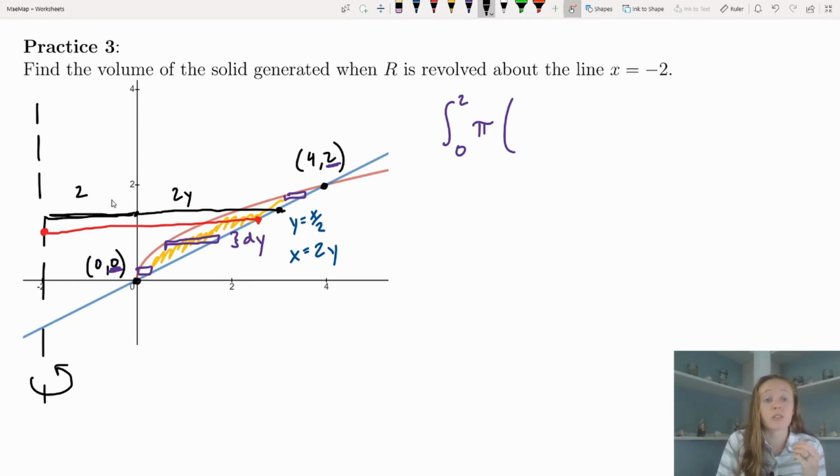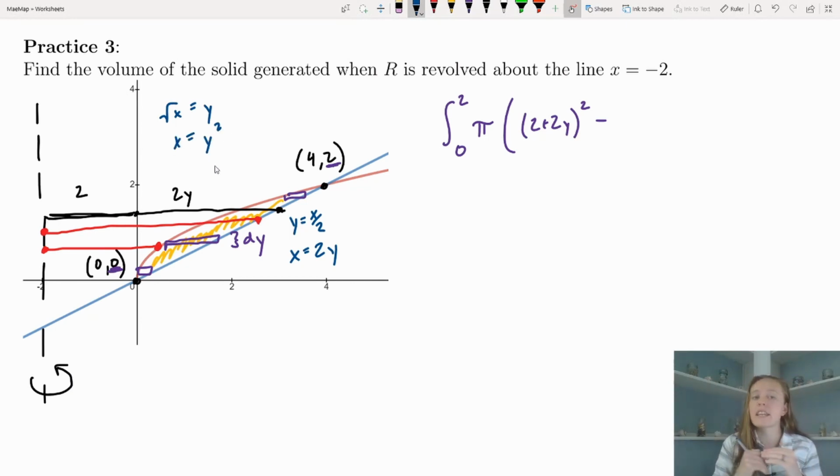So I'm going to need a radius of 2 plus 2y. So I have 2 plus 2y, and that quantity will get squared. That's my outer radius. Now I'm going to subtract my inner radius, which is from the line I'm revolving around to that closer function, which was the square root of x. I don't want this in terms of x though. So the square root of x, if that's equal to y, when I solve for x, that's x equals y squared, and it is indeed that positive y squared because we're above the x-axis.